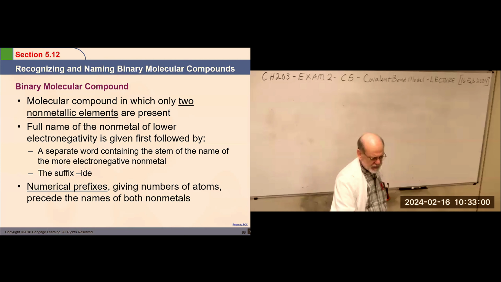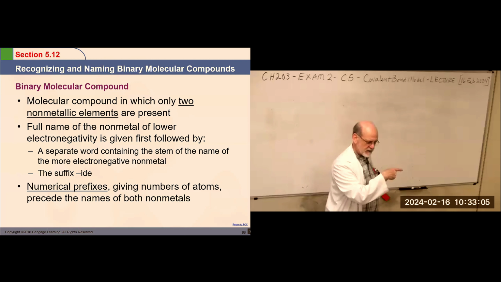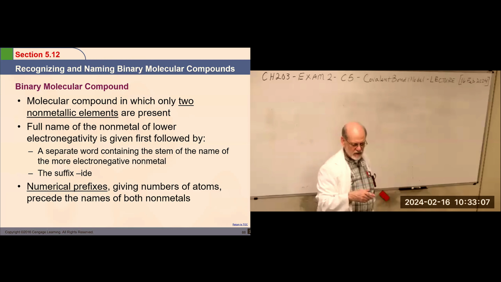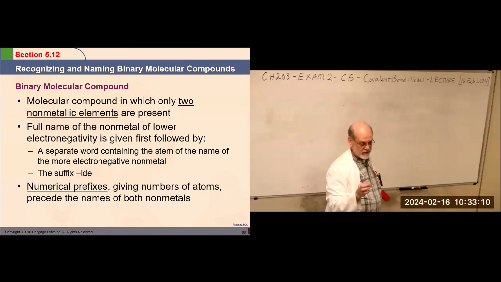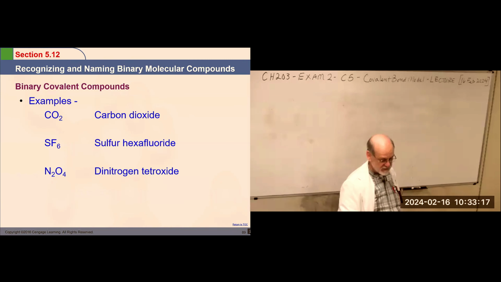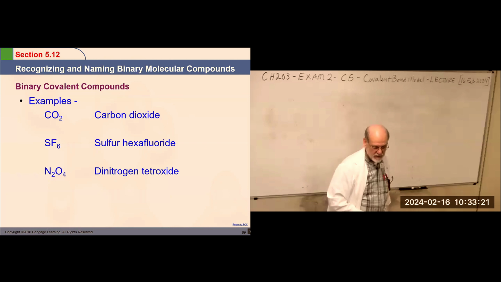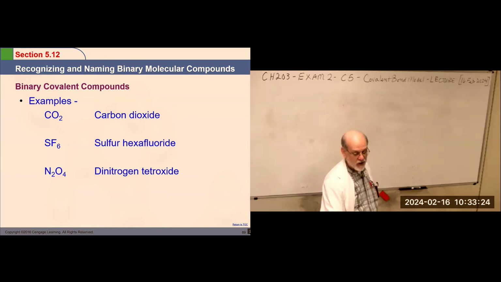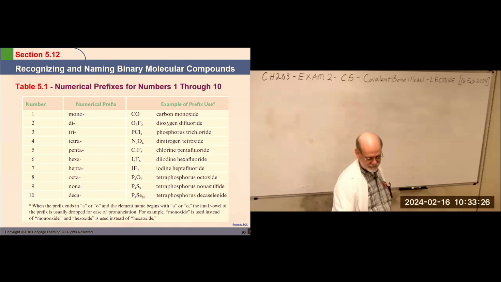All right. This is the point where we covered this in chapter 4. Binary molecular compounds are type 3 compounds. They're non-metal, non-metal. And these are the naming conventions. You already know how to do these. You just say how many there are, like N2O4 is dinitrogen tetroxide. And there are your prefixes, the Greek prefixes from 1 through 10. And examples.